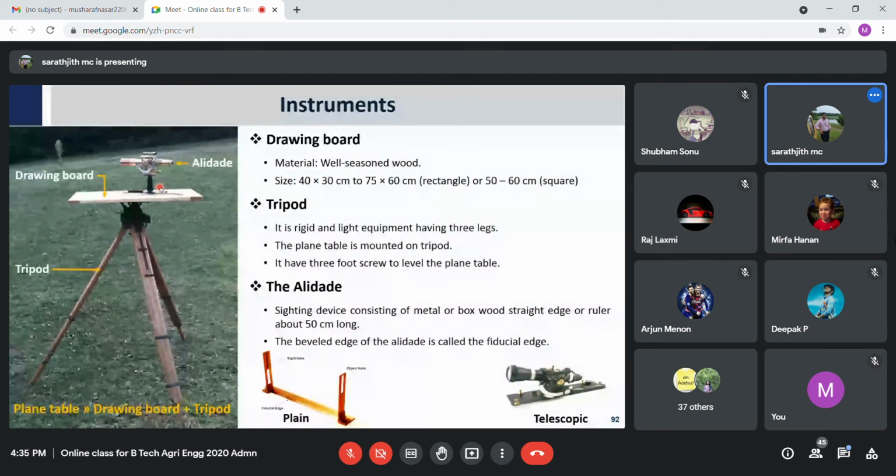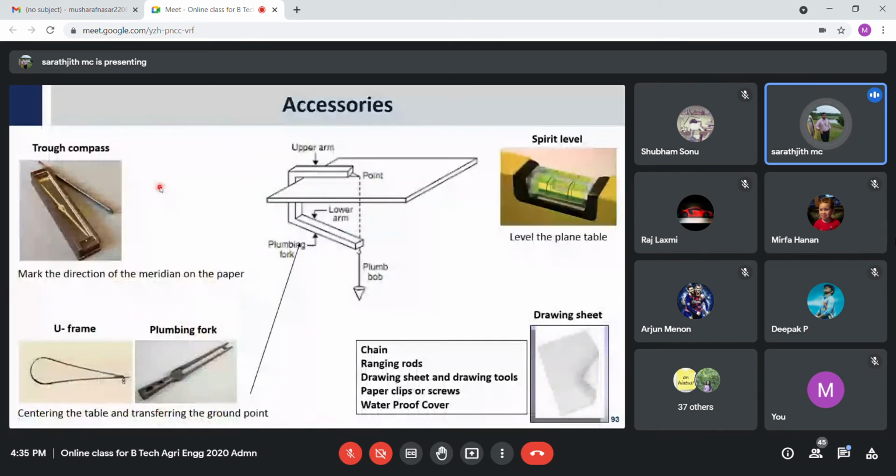Okay. So now we'll look at some of the other accessories which we need to perform plane table surveying. One is the trough compass. It is a normal magnetic compass, but in this one the rotation of the magnet is restricted because we need only one direction. This is a rectangular, box-kind of compass, which is called the trough compass. It is generally used to mark the direction of the meridian on the paper.